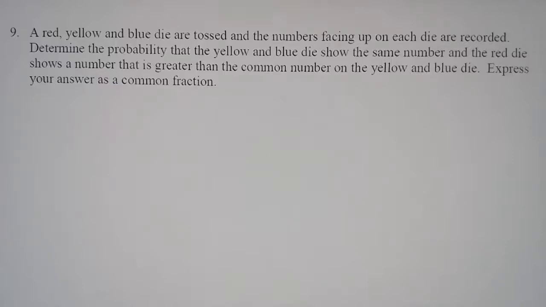In this problem, it tells us that a red, yellow, and blue die are tossed and the numbers facing up are recorded. We want to determine the probability that the yellow and blue die show the same number and that the red die shows a number that is greater than the common number on the yellow and blue die. Express your answer as a common fraction.